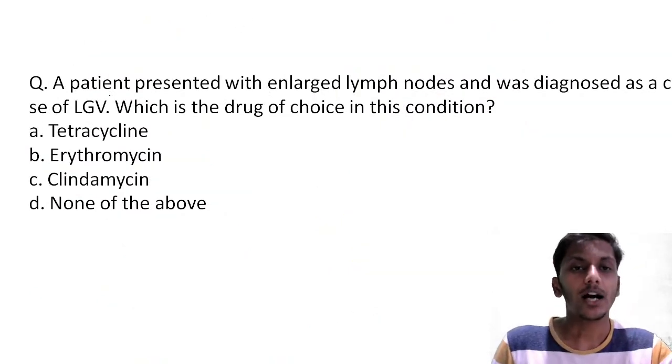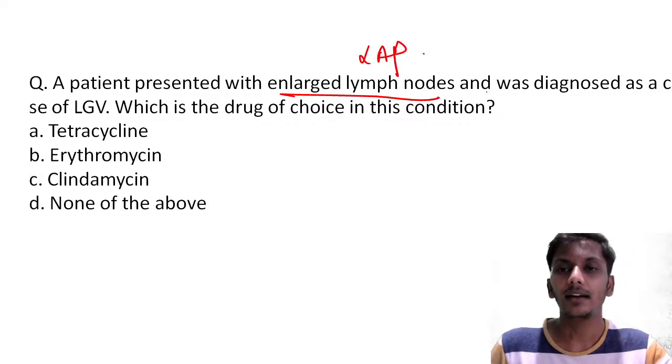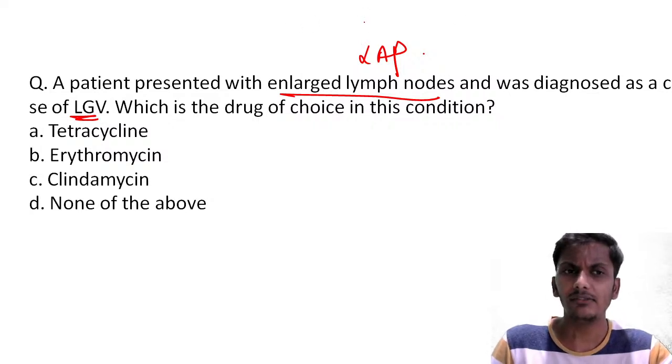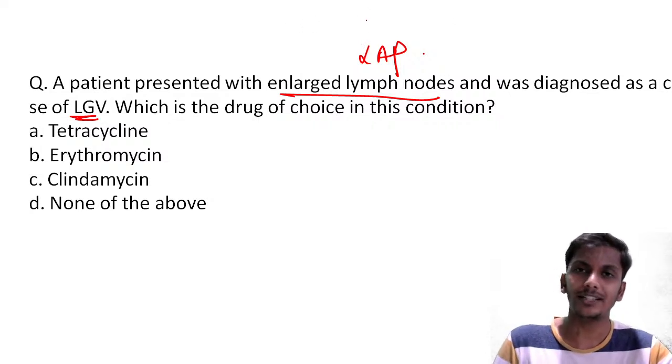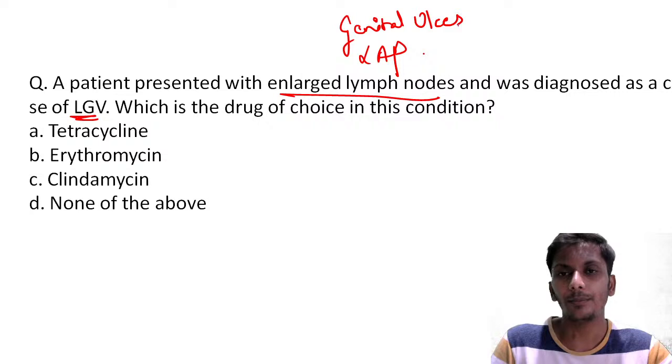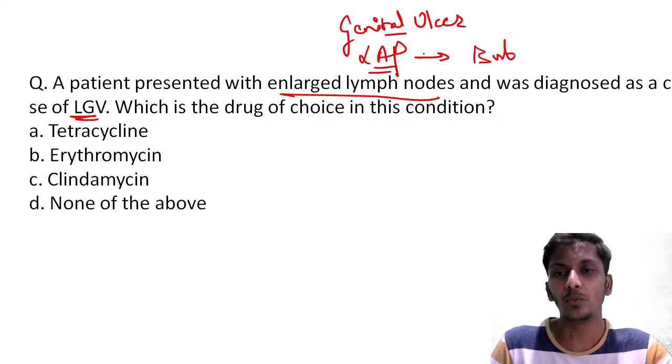Now, next one. A patient presented with enlarged lymph nodes, that is lymphadenopathy, and was diagnosed as a case of LGV. Diagnosed already, okay? I've told you LGV is what? It is a dermatologic disease which is a sexually transmitted infection. In this, usually there is a genital ulcer along with some lymphadenopathy, and these enlarged lymph nodes or lymphadenopathy are known as buboes in this disease.